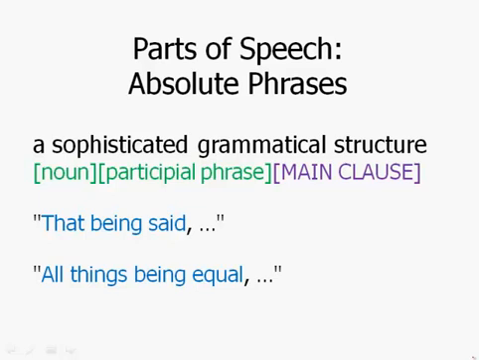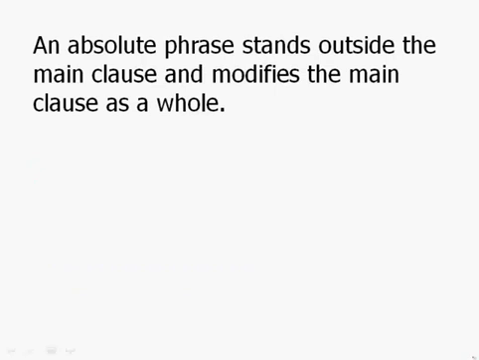We have a pronoun and then a participle, or all things being equal. Again, noun and then participial phrase. Those are examples of absolute phrases. An absolute phrase stands outside the main clause and modifies the main clause as a whole. So it's not modifying a particular noun, it's modifying the clause overall.